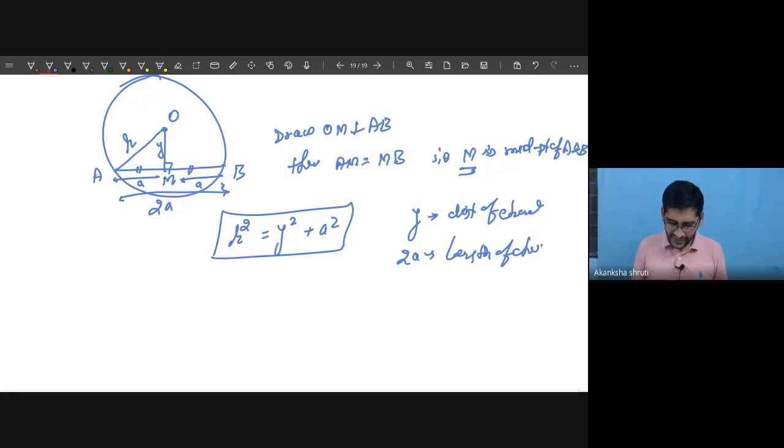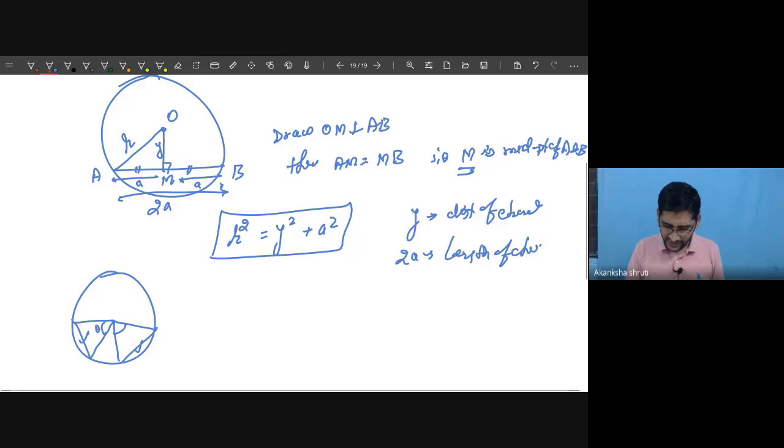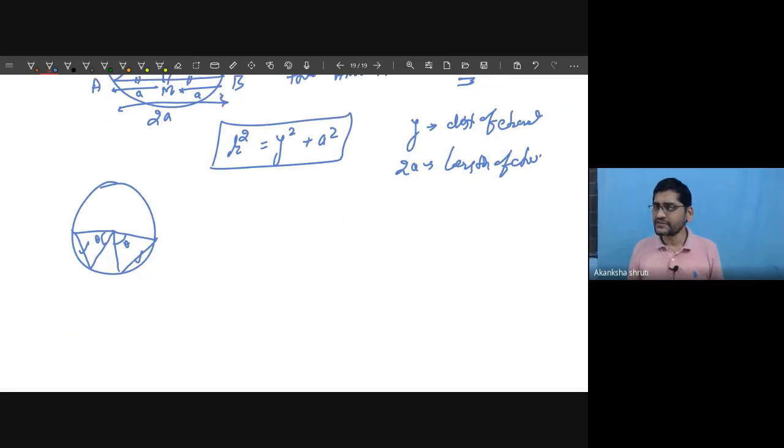The other thing that we have learned, that equal chords make equal angles at their center. So if you join this, whatever angle will be formed, if this chord and this chord are equal, then the angle theta 1 and theta 2 will also be equal. Okay, these were the properties. So considering this, the various properties related to this circle we had already learned.